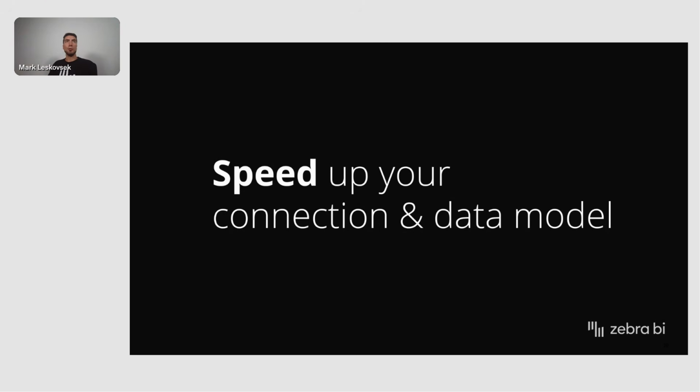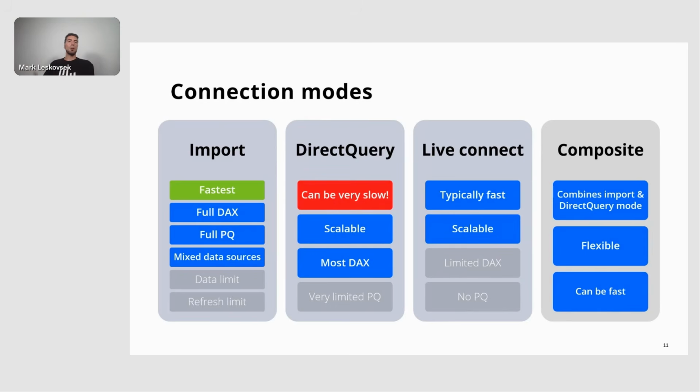So what we need to do is, of course, speed up both the connection and the data model. So the source connection that we're pulling from, of course, the source itself is a huge part of this, but what we can control in Power BI is the connection and the data model. Okay, so first are the connection types, and they are quite different from each other in terms of performance.